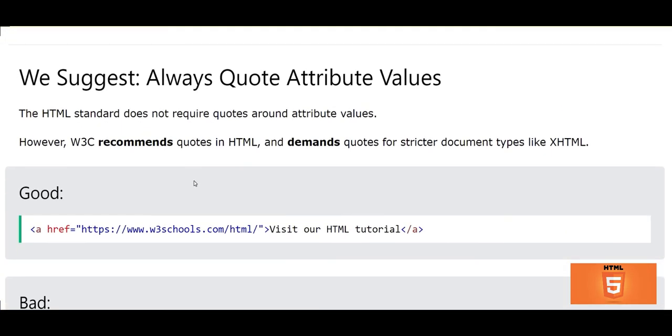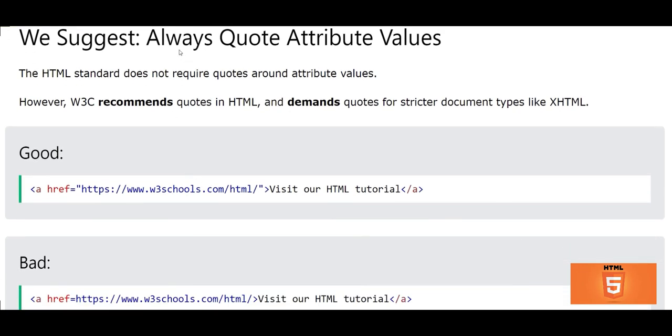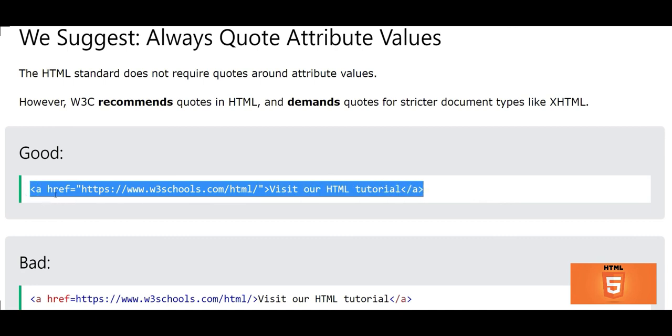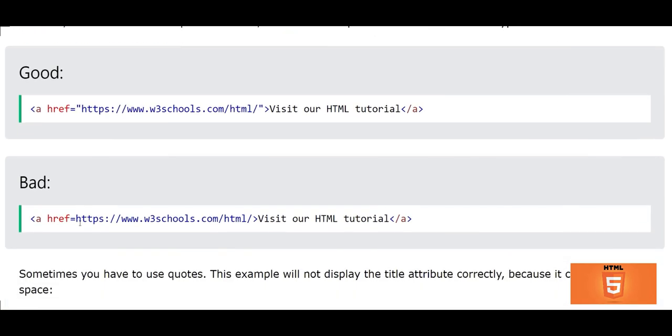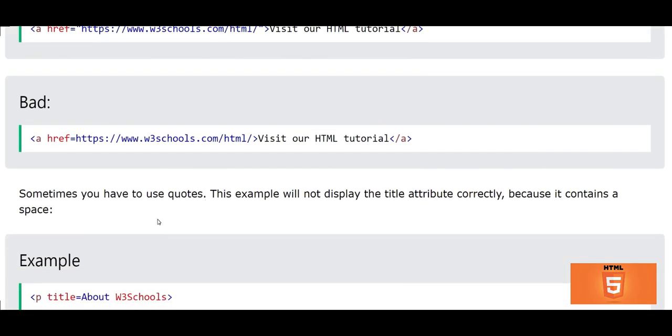Another important point is to always quote attribute values, right? So for example, here we have an a tag, href equal to, and see, this URL is within double quotes. Although it can be without quotes, this is bad practice and we should have quotes there for cleaner code. Sometimes you have to use quotes. This example will not display the title attribute correctly because it contains a space.